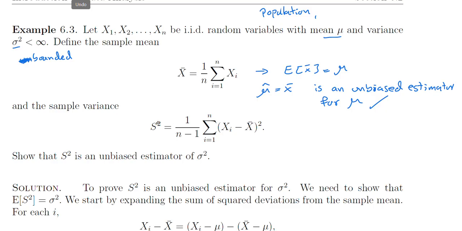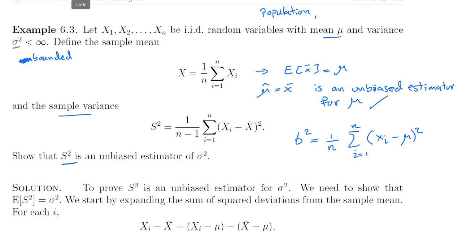Next, we have defined the sample variance. The sample variance is defined as 1 on n minus 1 times the sum of xi minus x bar squared. And we have to show that it is an unbiased estimate. Before that, let's look at how we define the population variance. This is the population variance. It's defined as 1 on n times the sum of xi minus mu squared, i from 1 to n.